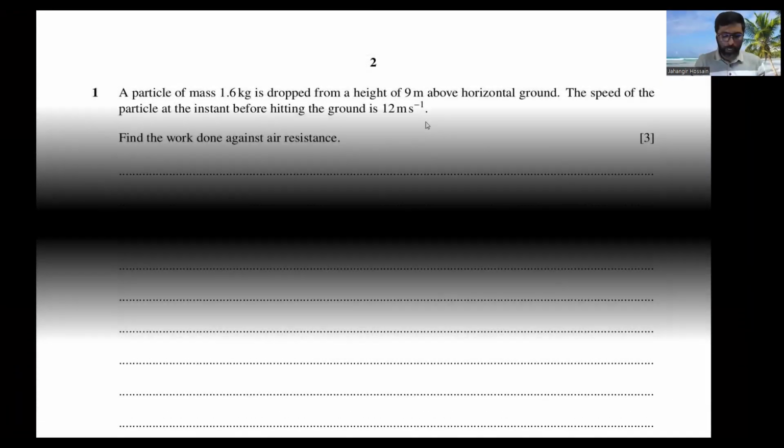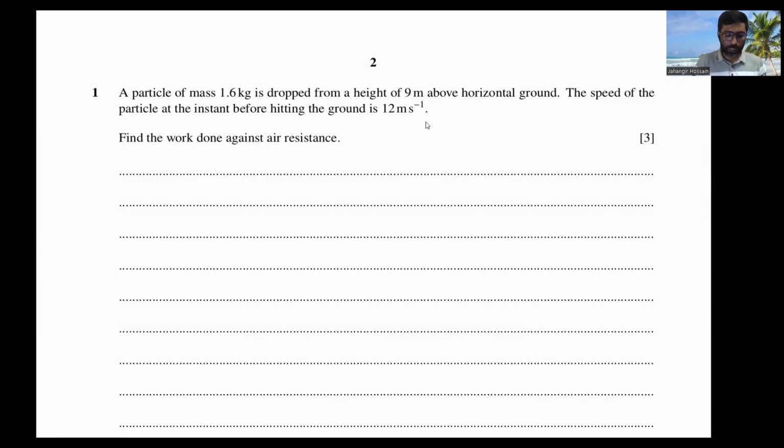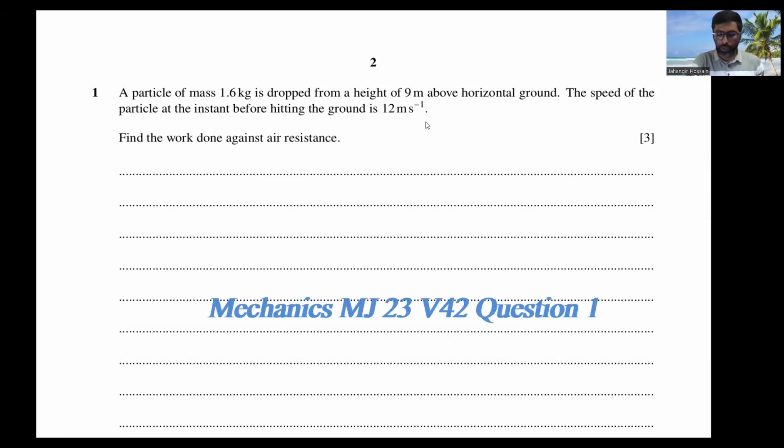A particle of mass is dropped from a height of 9 meters above the horizontal ground. The speed of the particle at the instant before hitting the ground is 12 meters per second. Find the work done against resistance.